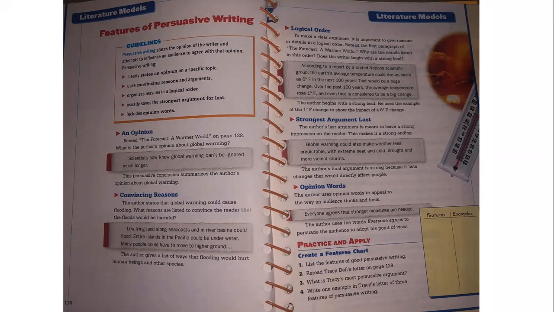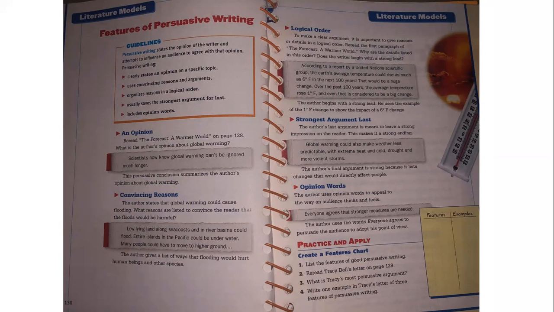Next is logical order. So to make a clear argument, it's important to give reasons or details in a logical order. Well, again, what does a logical order mean? Logical order means in an order that makes sense. All right, so here let's look at these details in order. All right, the author begins with a very strong lead, according to a report by a United Nations scientific group. All right, so this is a credible source, a trustworthy source. This is reliable, okay, a report by the United Nations.